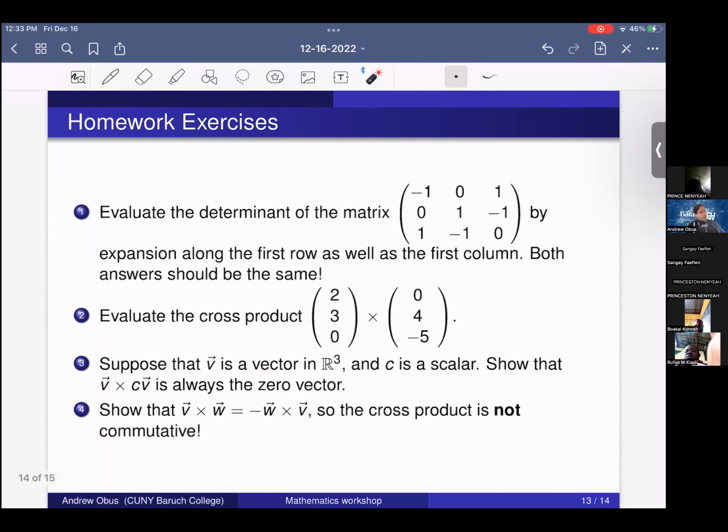And lastly, exercise 4 is to show that if I have 2 vectors v and w, and I switch the order of the cross product, then I actually get the negative. So this means that the cross product is not commutative. If I take the same 2 vectors but put them in the opposite order, I'm going to end up getting the negative, not the same result. So it's not like a usual product where it doesn't matter what order you use. For the cross product, the order matters, because if you switch the order, you're going to get a negative answer. So these are all for the homework.